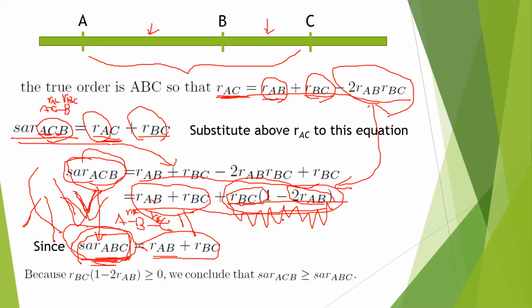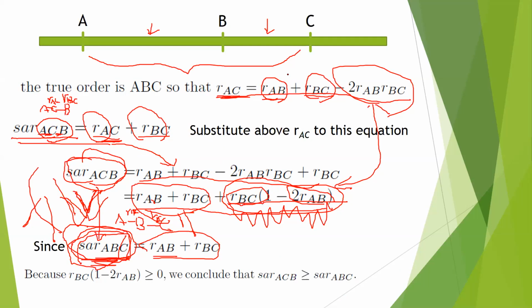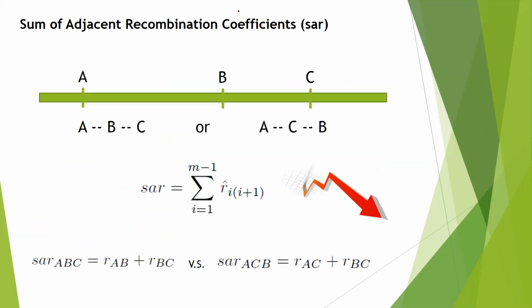Am I clear? Mm-hmm. So we proved that if ABC is the right order, then if you calculate the SAR value of ABC, it should be the minimum one compared to the SAR ACB and SAR BAC. Is that clear? Yes. Okay, very good.